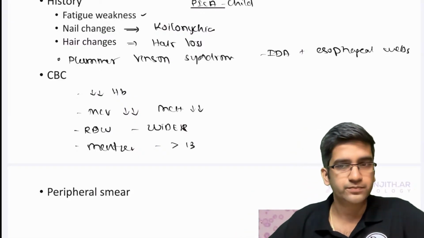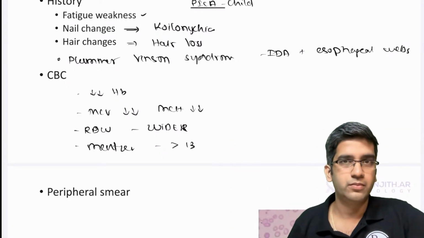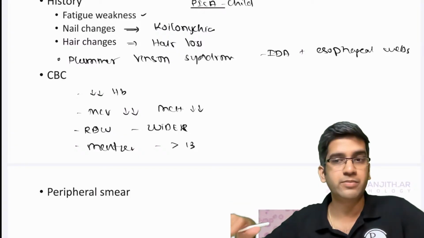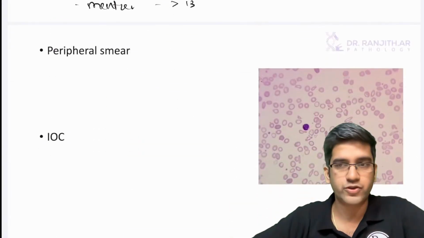Fine. Okay. RBC number will be reduced. That's why the Mentzer index will be more than 13. So the RBC numbers will be reduced, so the Mentzer index is more than 13. Fine. Okay. Now let's go to the peripheral smear.